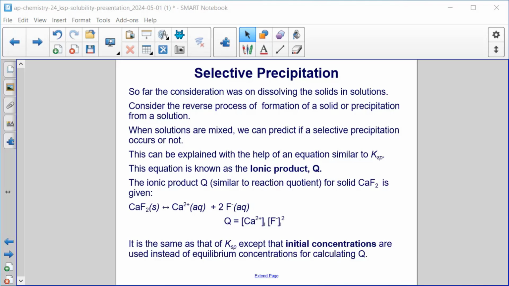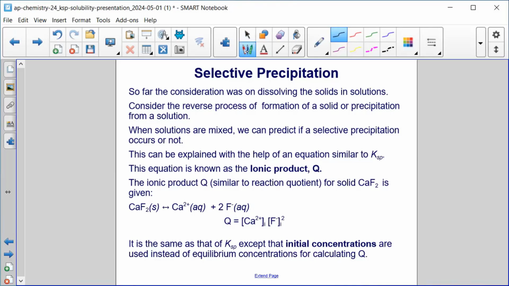So the ion product Q, which is again similar to the reaction quotient, for solid calcium fluoride is given as follows, and it's written the same way. Q is equal to calcium 2+ concentration times fluoride ion concentration squared, due to the stoichiometry. But the expression is written the same way, except that you see how we have this i here? We want to use the initial concentrations for each of those ions instead of the equilibrium concentrations when we calculate Q.